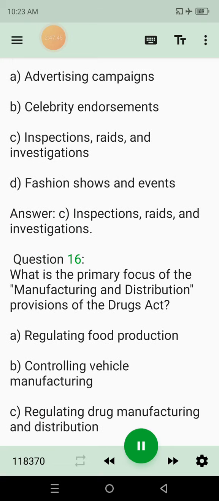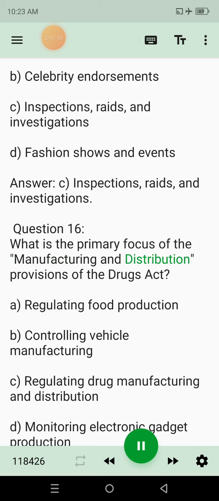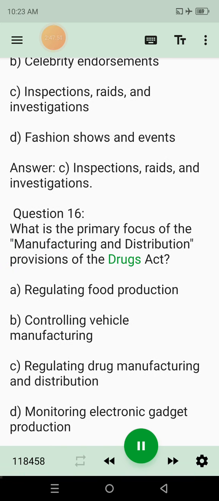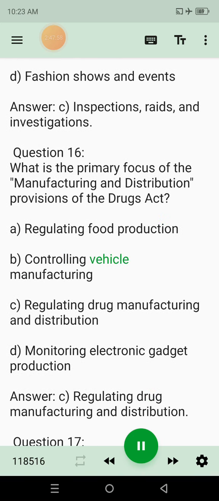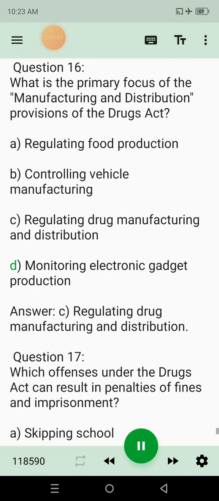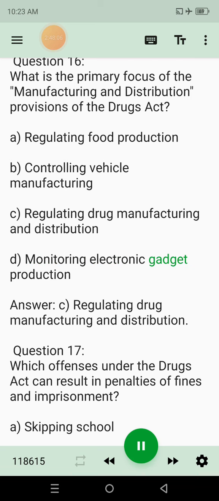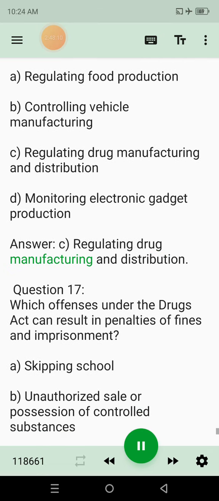Question 16. What is the primary focus of the Manufacturing and Distribution provisions of the Drugs Act? A. Regulating food production. B. Controlling vehicle manufacturing. C. Regulating drug manufacturing and distribution. D. Monitoring electronic gadget production. Answer: C. Regulating drug manufacturing and distribution.